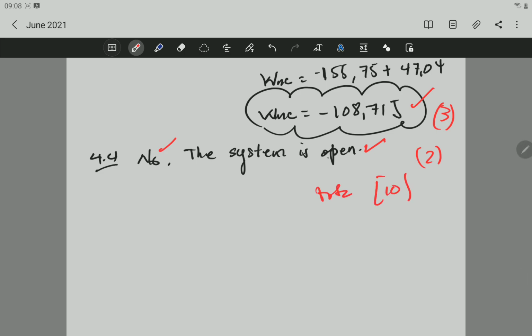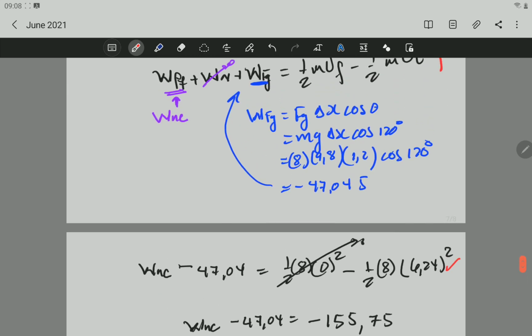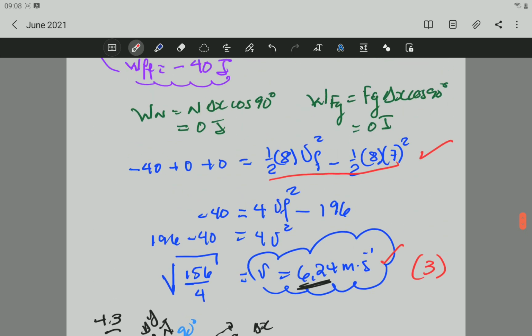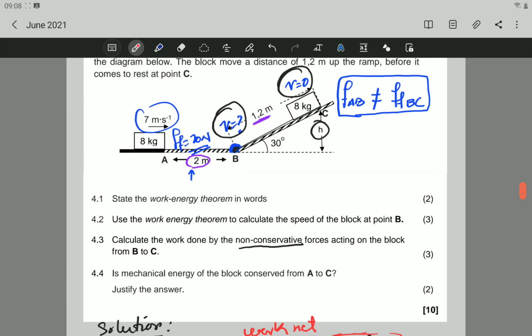This is the total. Thank you very much. This is the question on work, energy, and power. Make sure you answer the question before, and then use the solution to mark your response.